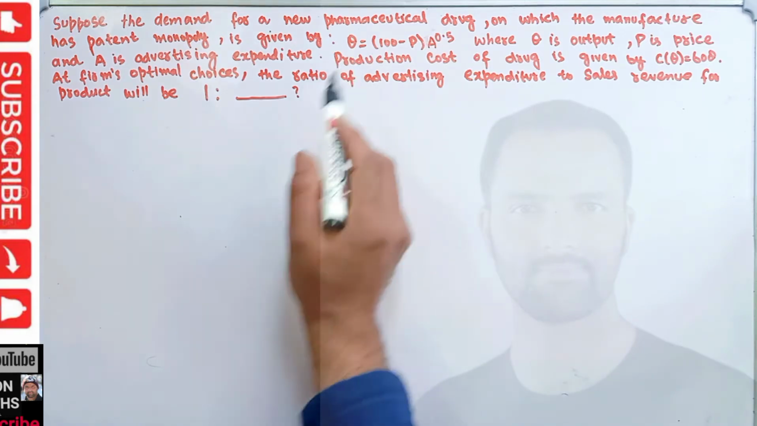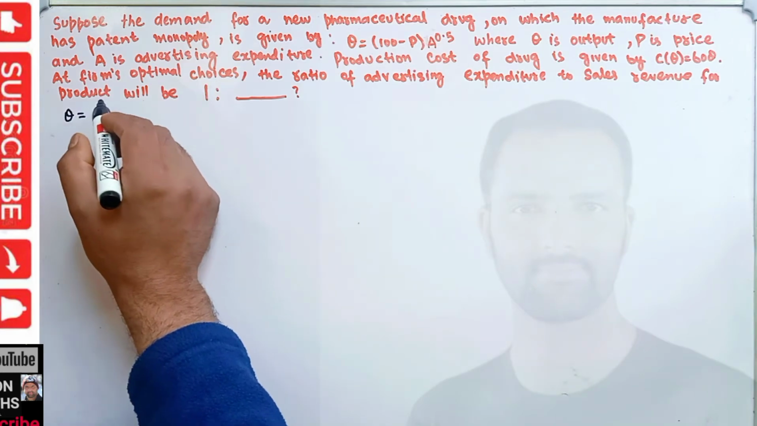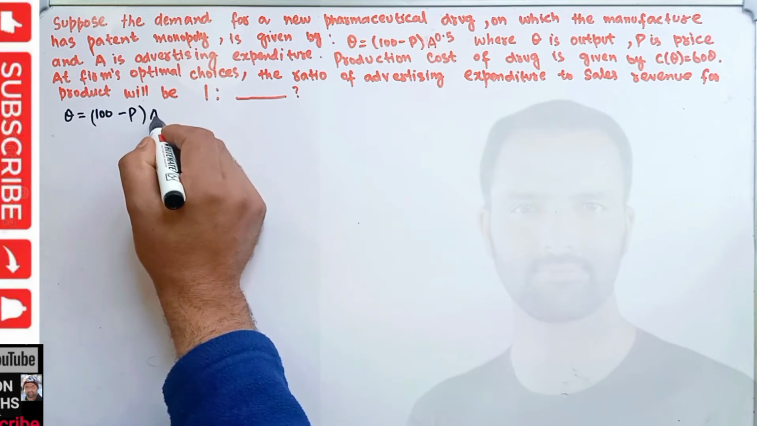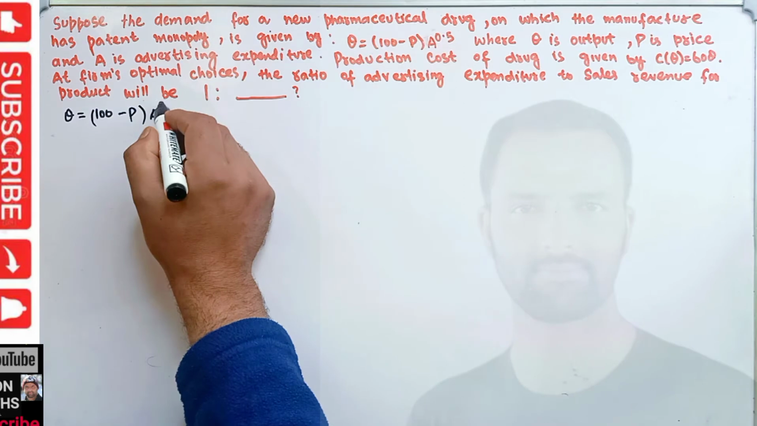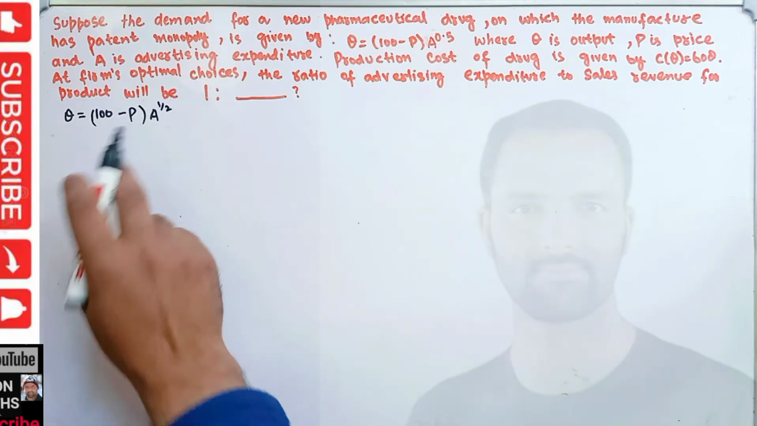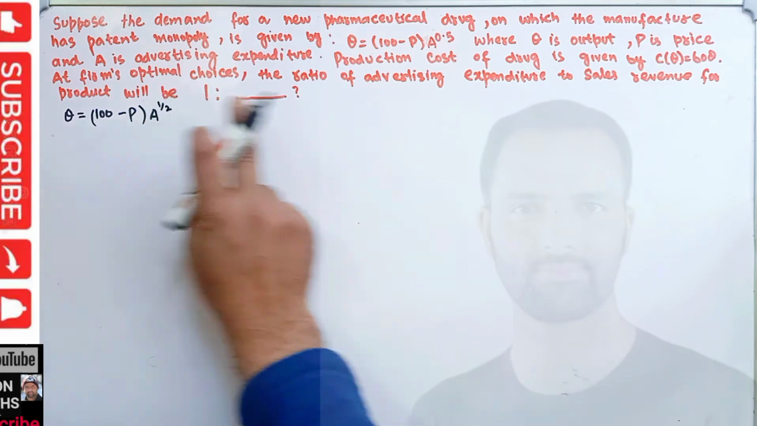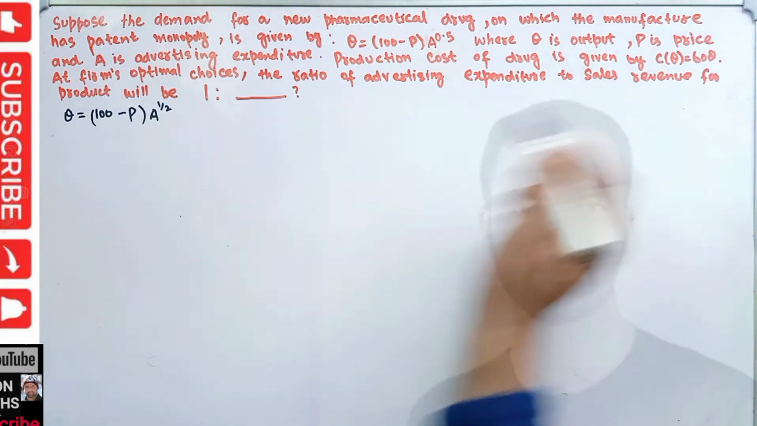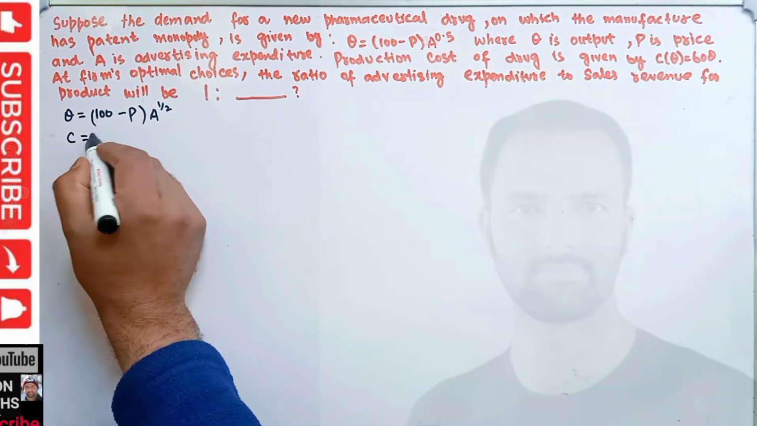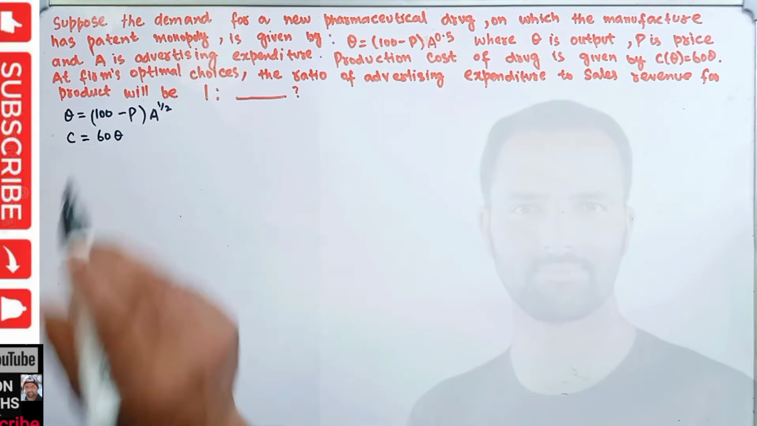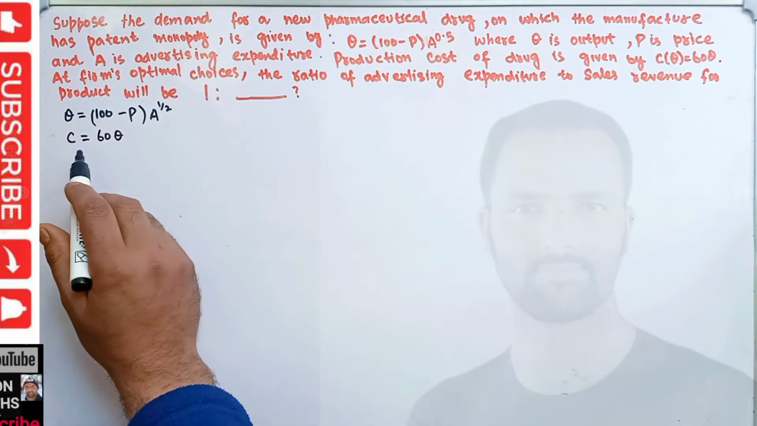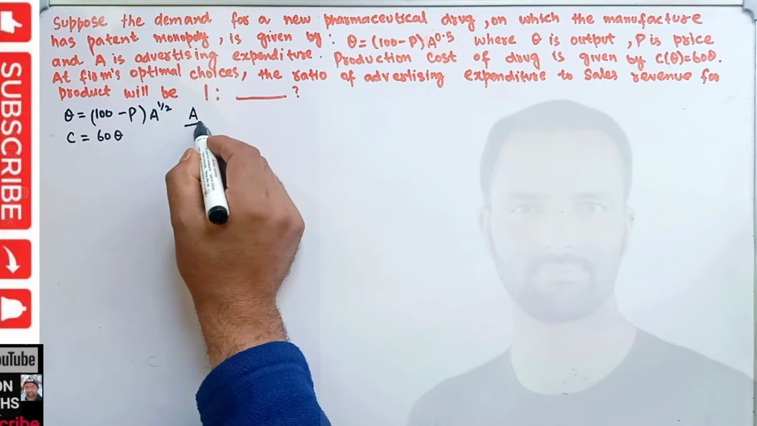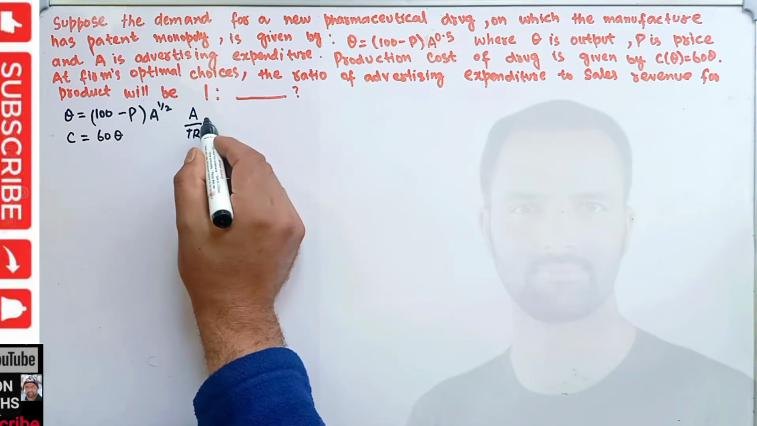We are given a demand function, Q = (100 - P) A^(1/2). In place of 0.5 I can write 1/2, it is simple mathematics. This is our demand function. The production cost is given by C = 60Q. What we have to find is the ratio between advertising expenditure and total revenue, or sales revenue, the ratio between these two things.